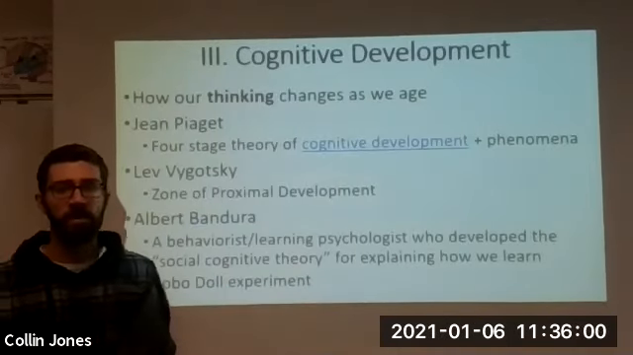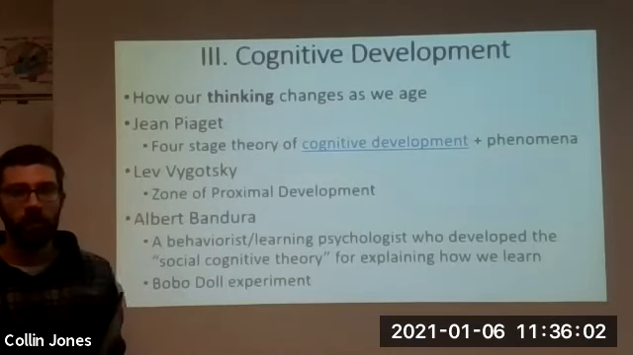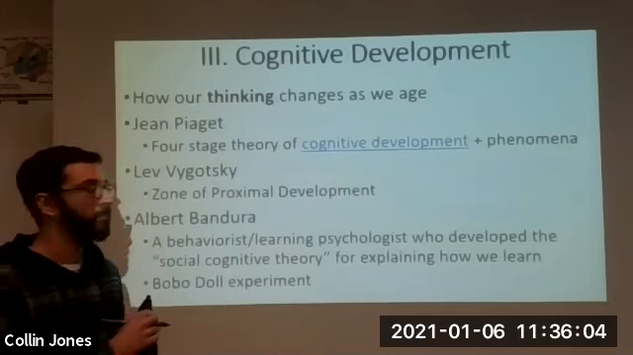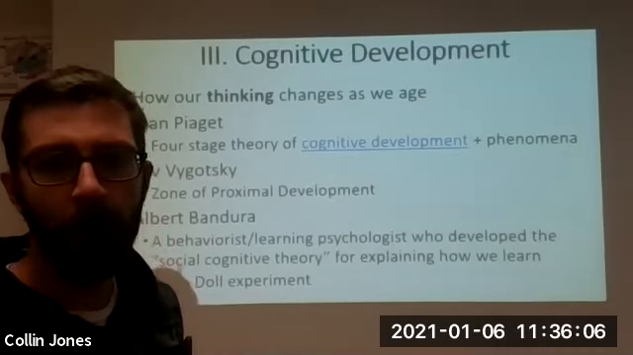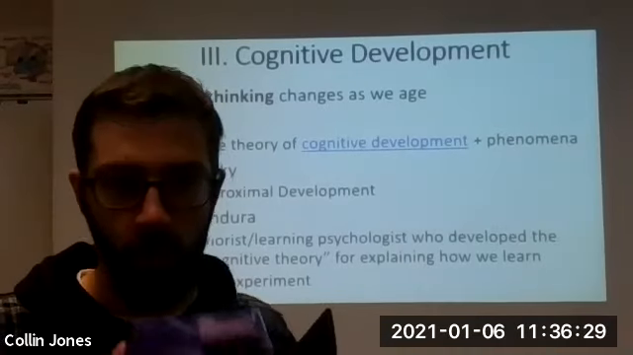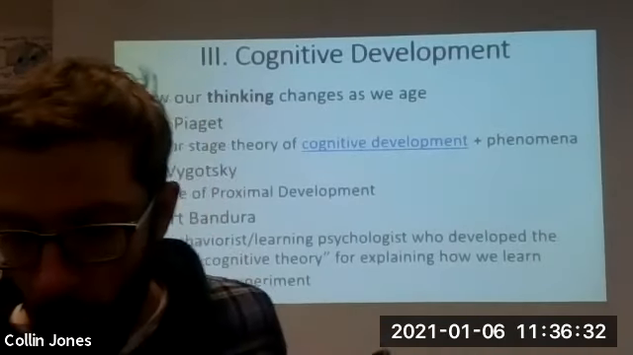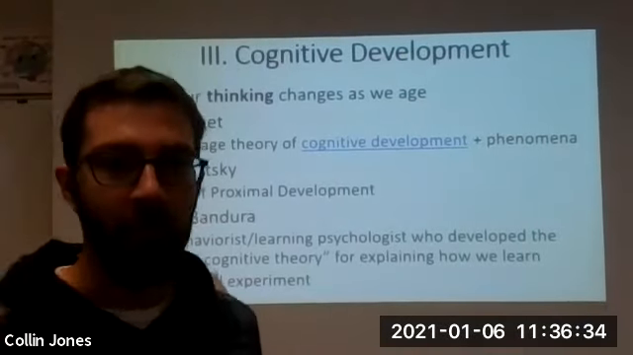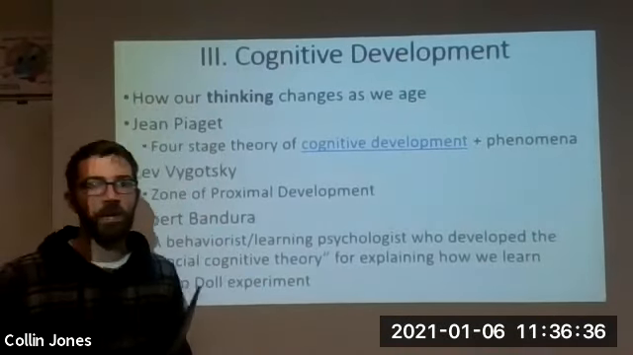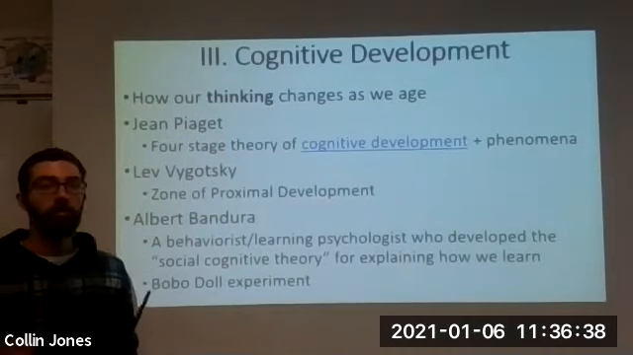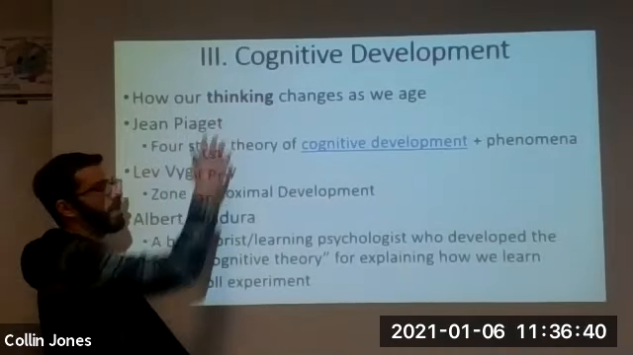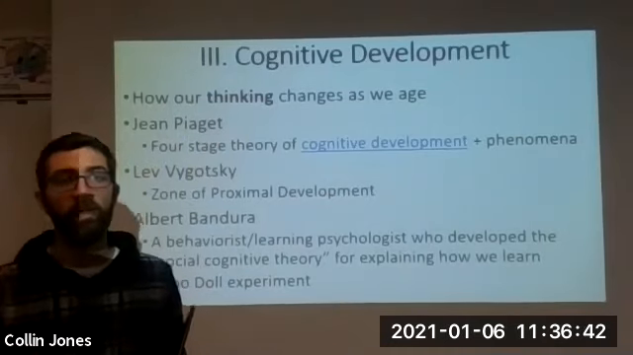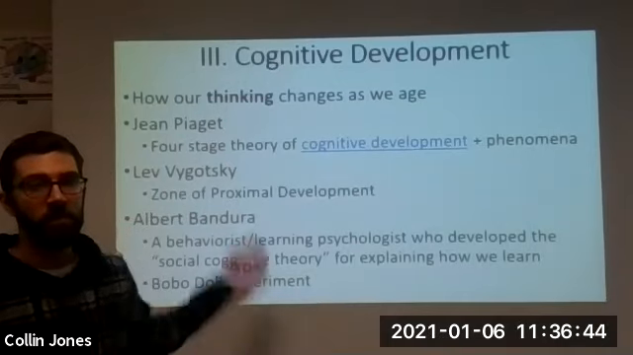So today's class is specifically about cognitive development, how our thinking changes over time. So we're going to talk about three folks. You don't need to write their names down yet. Just write down the word thinking. Cognition, it's about your thinking. We're going to talk about three different researchers and their theories.